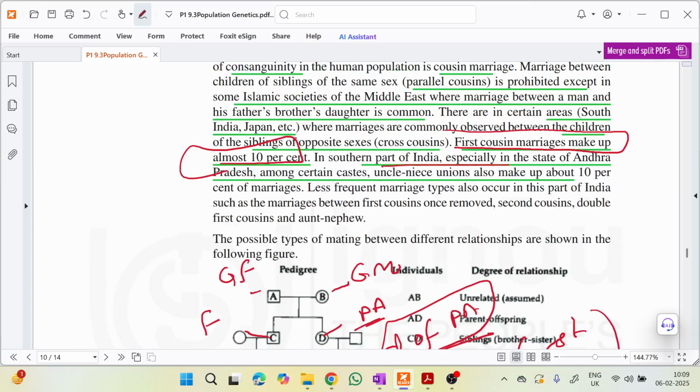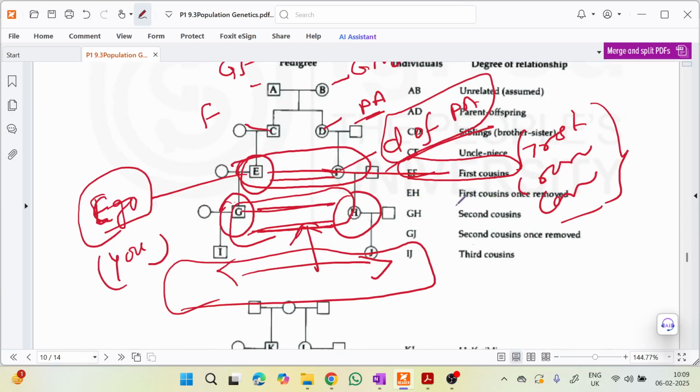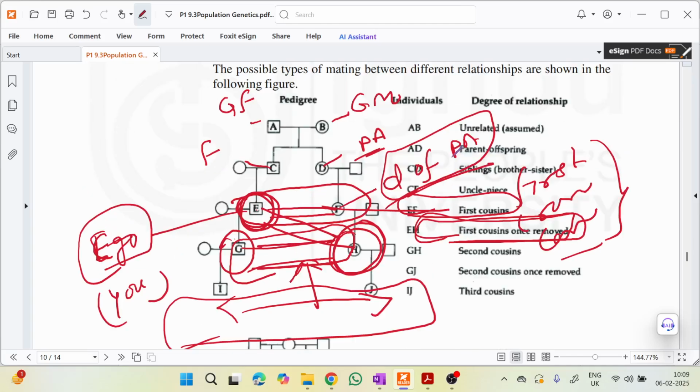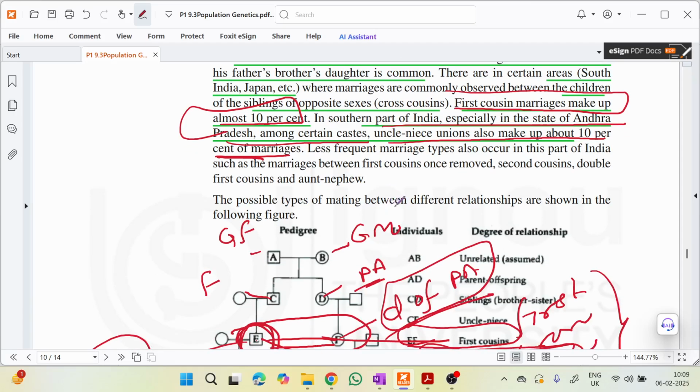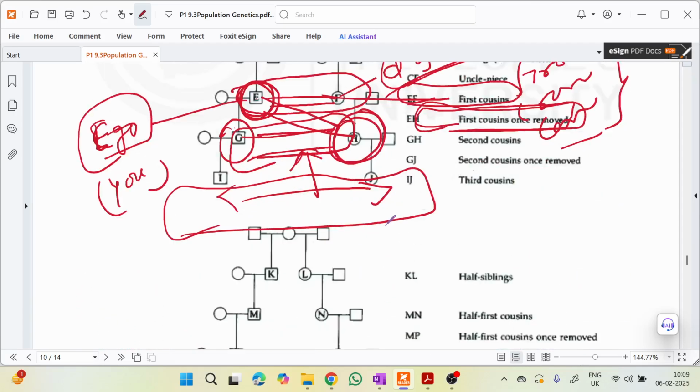Then in southern India, especially in the state of Andhra Pradesh, among certain castes, uncle-niece union also makes 10% of marriages. So uncle-niece, which means first cousin once removed. So here, if this is you, E, in that case H will be your niece. So this diagonal marriage, EH, is known as first cousin once removed, and it is prevalent in 10% of cases in Andhra Pradesh.